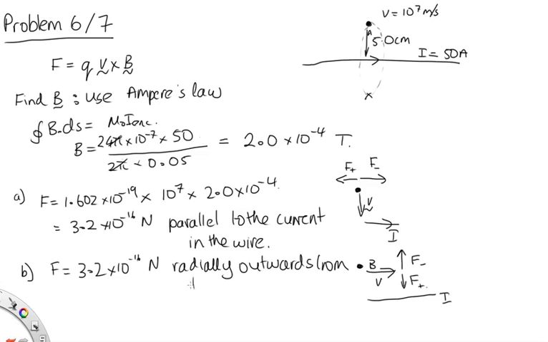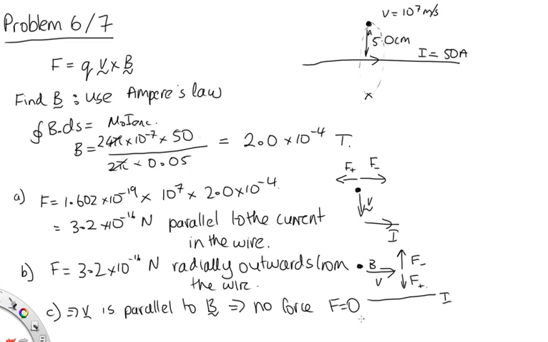And now part C says what happens if it's at right angles to the directions in A and B. Okay, so it's at right angles towards the wire and parallel to the current, so that tells us that it's into or out of the page, which means that v is parallel to B. And as you can see, this is a cross product, and so when these two things are parallel, F is going to be 0. So no force. F is equal to 0.